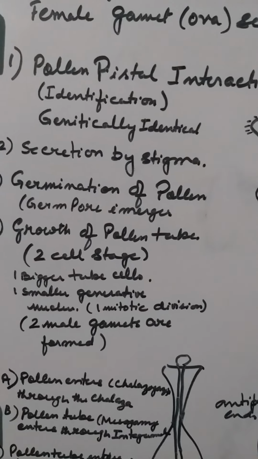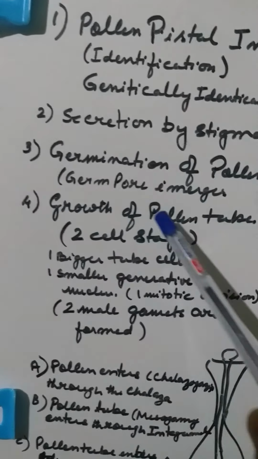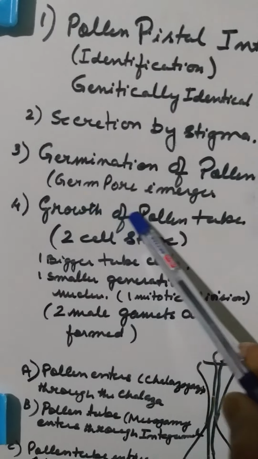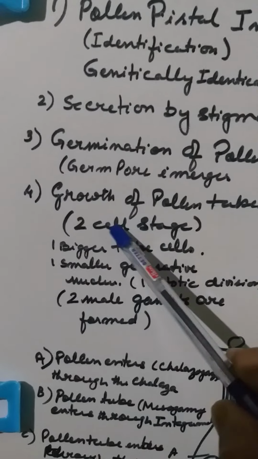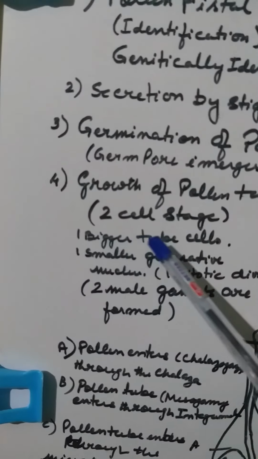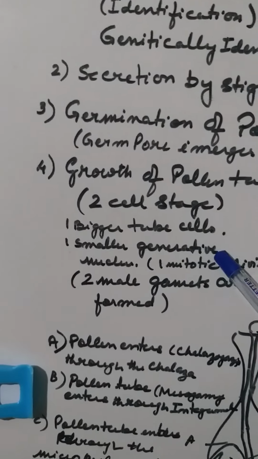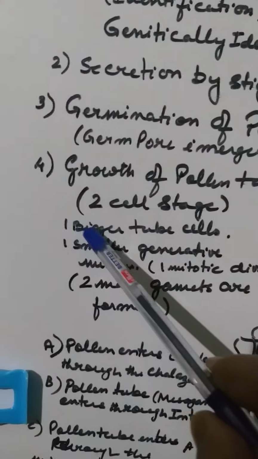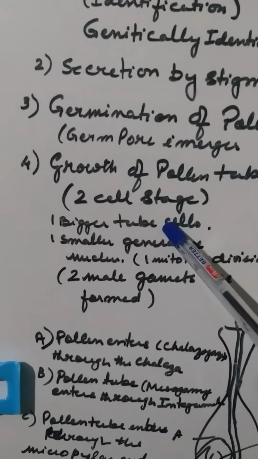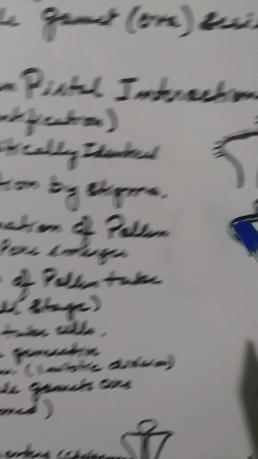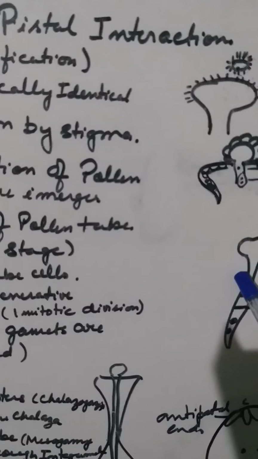Okay, now as the germ pore emerges, you see the fourth point. It is written the growth of the pollen tube. Obviously, when the growth of the pollen tube starts, it is in the two-cell stage. What is the two-cell stage? One bigger tube cell, and the second a smaller generative cell. Now what is the function of the tube cell? The tube cell helps in the penetration of the pollen tube right through the style.